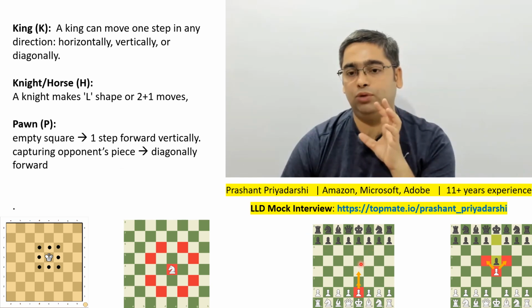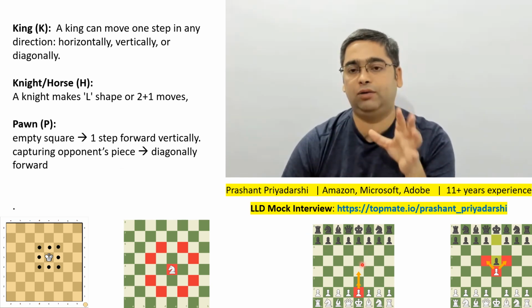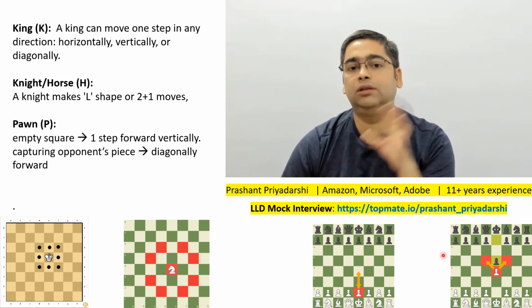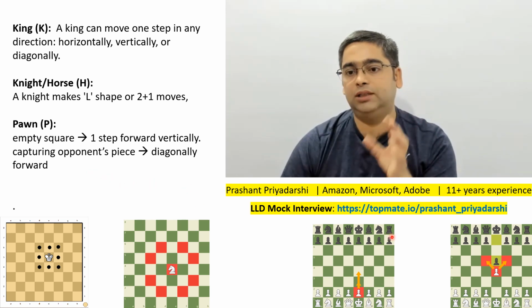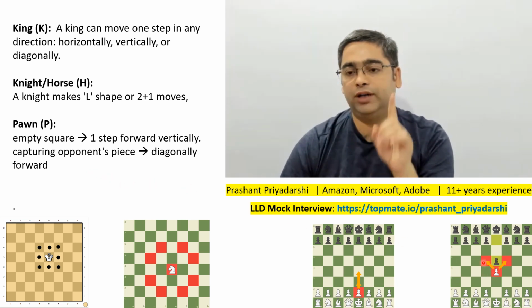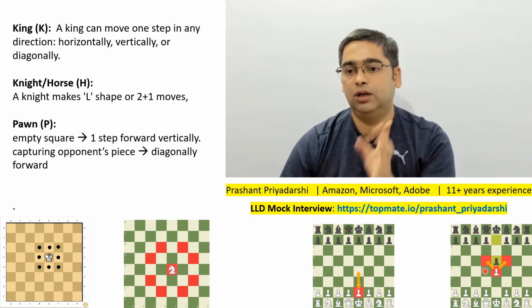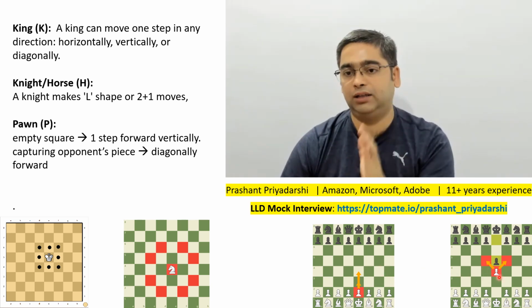Finally, we have the most common piece, which is the pawn. There are 8 white pawns and 8 black pawns. And what a pawn does is it can move only forward one step at a time. So while moving, it can move only one step at a time and only forward. And when it wants to kill, then it can kill diagonally one step only. So move straight and kill diagonally.